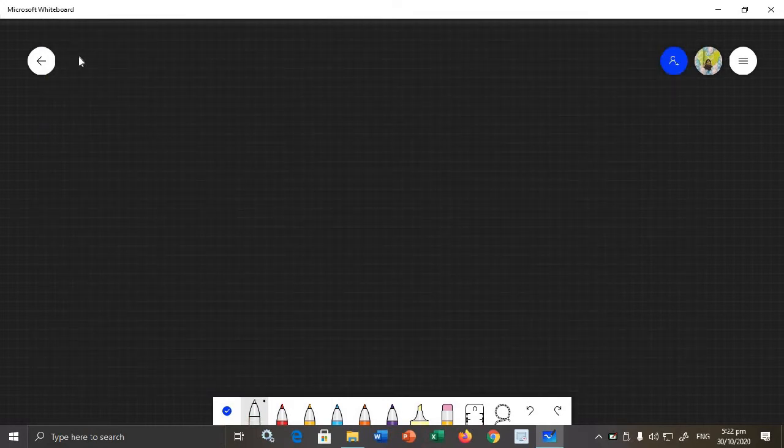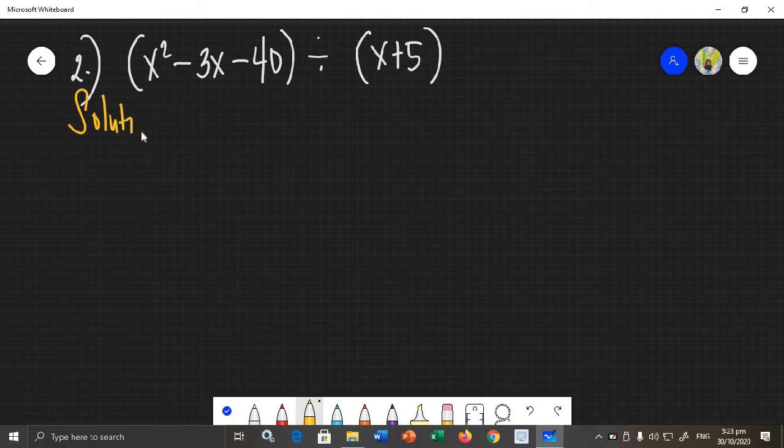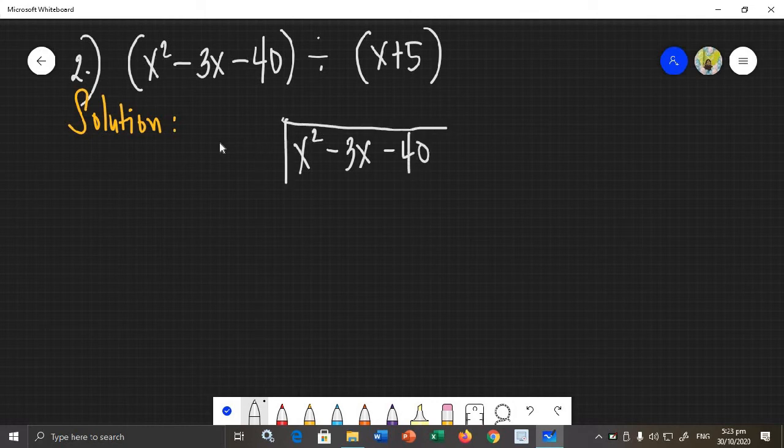Let's say we will be finding the quotient and the remainder of this polynomial. So, x squared minus 3x minus 40, and we will divide this by x plus 5. Again, we will be rewriting the given in the old method of dividing numbers, like that. So, x squared minus 3x minus 40, and we will divide it by x plus 5.